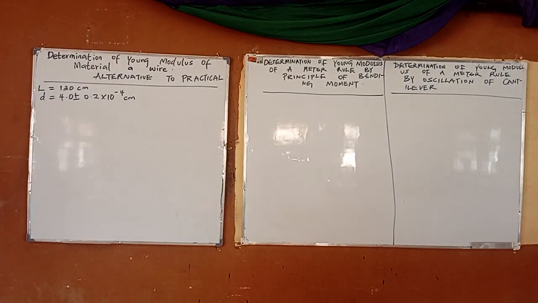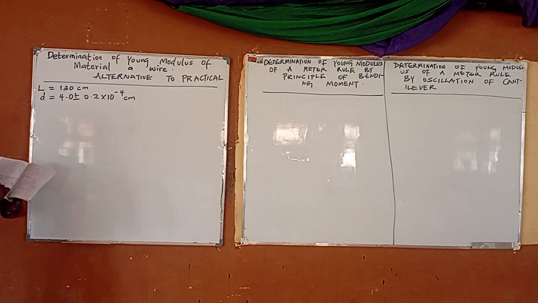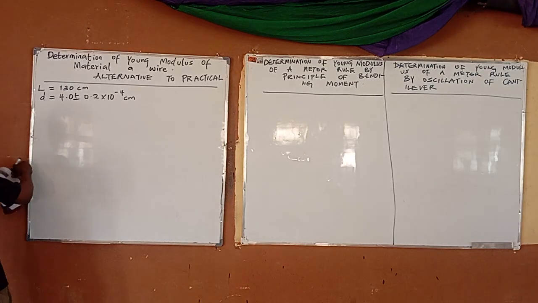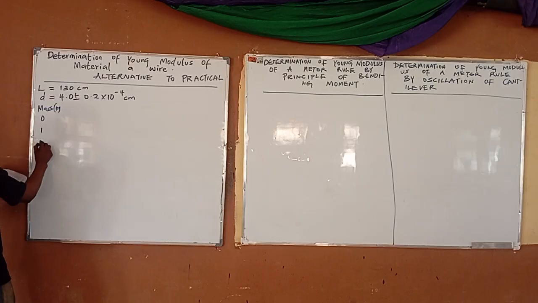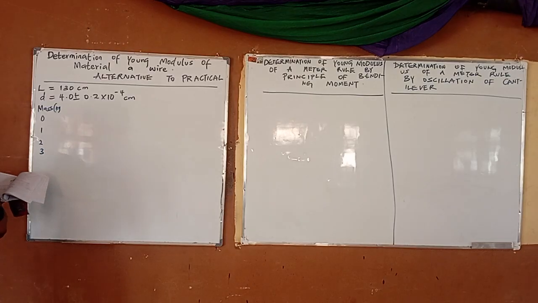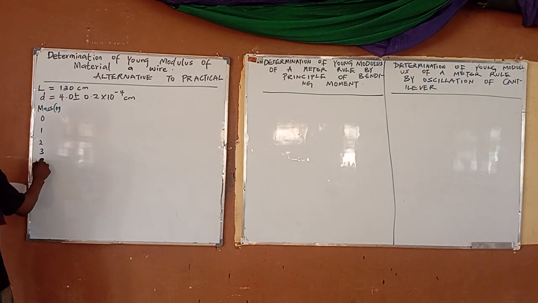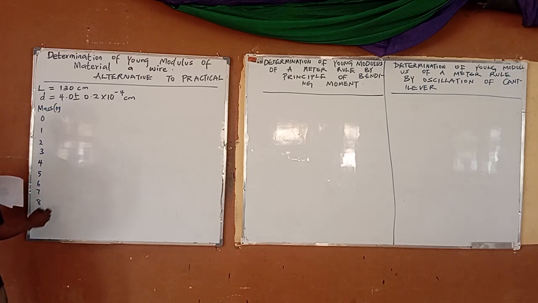So in this one, they gave me a table, and I'm lucky in that table I have readings. So they gave me a table of readings, then they have the load, or you say mass, in kg to be 0, 1, 2, 3, 4, 5, 6, 7, 8, 9.